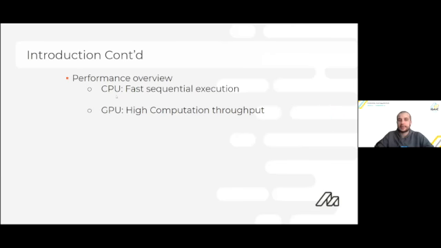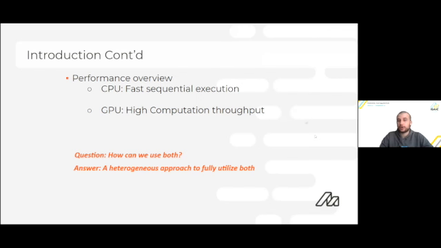And that sets GPUs apart from the CPU in the performance overview. CPUs, as I mentioned, are good for fast sequential execution and general purpose program execution. And GPUs, on the other hand, are well suited for high computation throughput and are mostly designed to do simple instructions, but at a large scale, rather than general purpose computation. But how can we use both of these architectures to our benefit? We can use a heterogeneous approach.